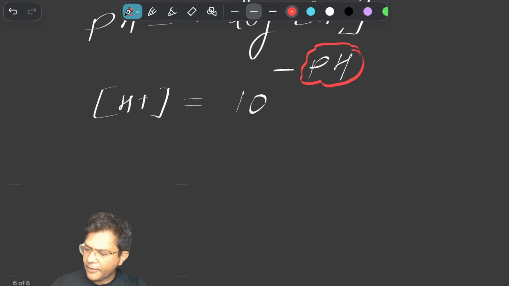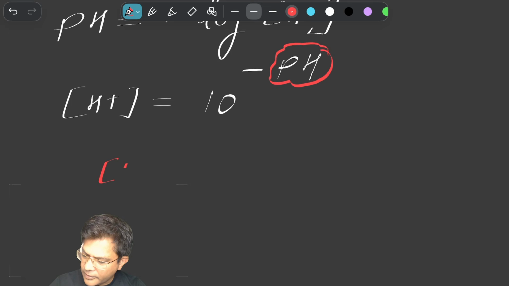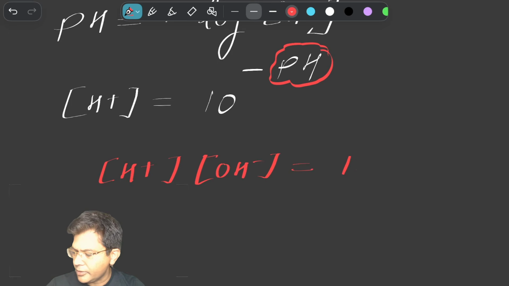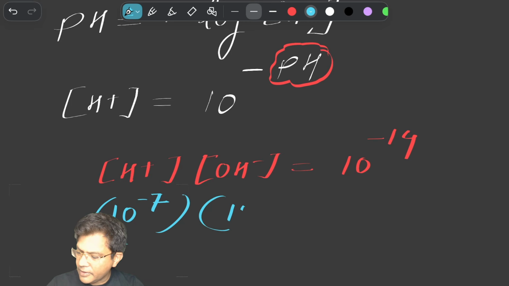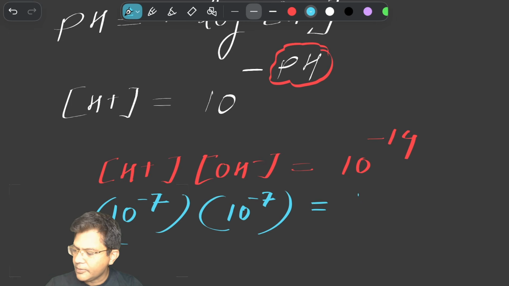One more formula you have to remember: H plus concentration into OH negative concentration is equal to 10 raised to power minus 14. This is the ionic product of water. Inside water, the H plus concentration is 10 raised to power minus 7 and the OH negative concentration is also 10 raised to power minus 7, at 25 degrees Celsius. That becomes the ionic product of water, which is also known as Kw, right? Ready? Let's get going.